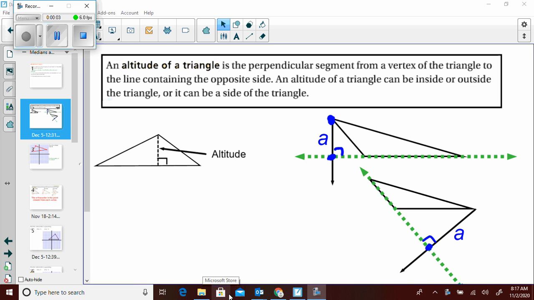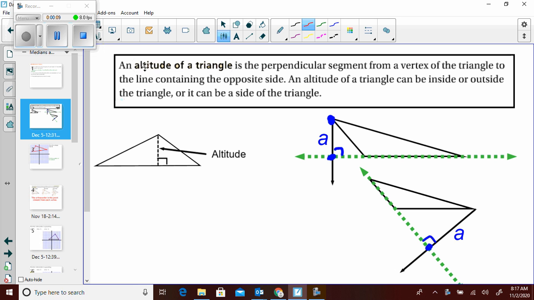Our last special segment in triangles will be the altitude of a triangle. And the intersection of the altitudes of a triangle is going to be called the orthocenter. An altitude of a triangle, you should know this, is the height of a triangle. It is a perpendicular: if you start at a vertex and draw a perpendicular to the opposite side. So an altitude is from the vertex and perpendicular to the opposite side.